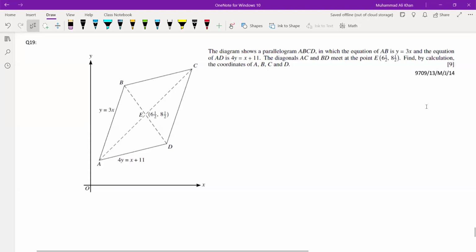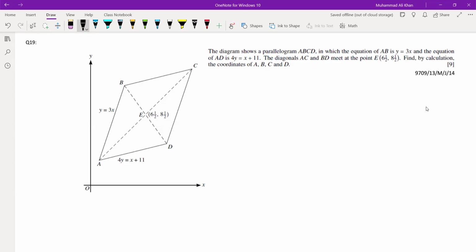Question number 19 from the year May June 14 is from the paper 1-3. And the question is, the diagram shows a parallelogram ABCD in which the equation of AB and the equation of AD are given. The diagonals AC and BD meet at E with the given coordinates. Find by calculation the coordinates of ABCD. We have to calculate the coordinates of ABCD.